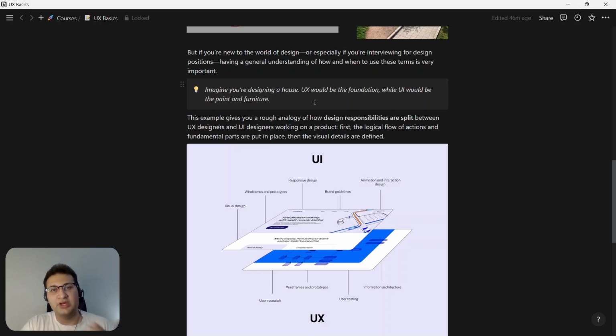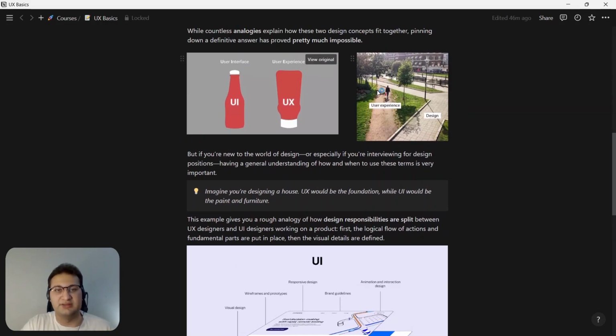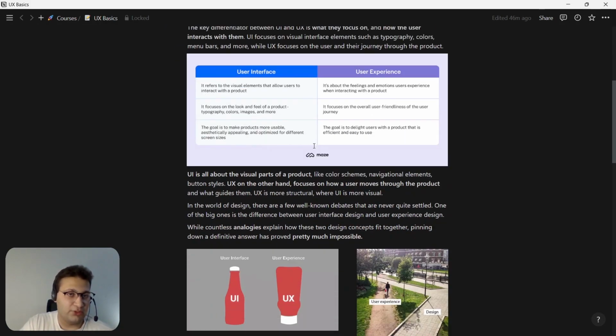Imagine you're designing a house. UX would be the foundation, while UI would be the paint and furniture. This is better than other analogies, which are just incorrect. So that's the difference between UX and UI.